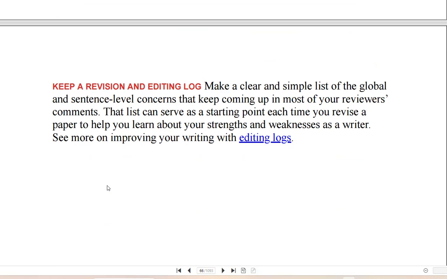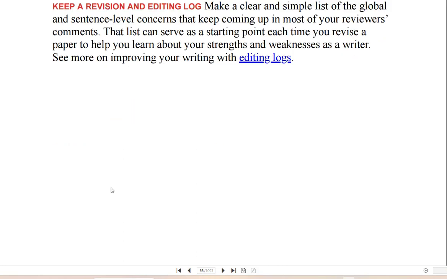Keep a revision and editing log. Make a clear and simple list of the global and sentence level concerns that keeps coming up in most of your reviewers' comments. That list can serve as a starting point each time you review a paper to help you learn about your strengths and weaknesses as a writer.